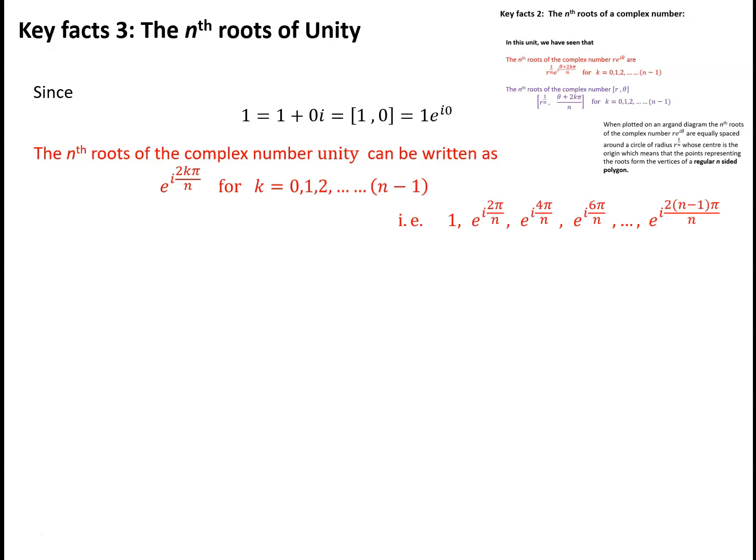So in other words, we've got 1, e to the i times 2 pi over n, e to the i times 4 pi over n, e to the i times 6 pi over n, all the way along to e to the i times 2n minus 1 pi divided by n. And if we write omega as being e to the i 2 pi by n, then the list of the roots can be written as 1, omega, omega squared, omega cubed, all the way up to omega to the n minus 1.